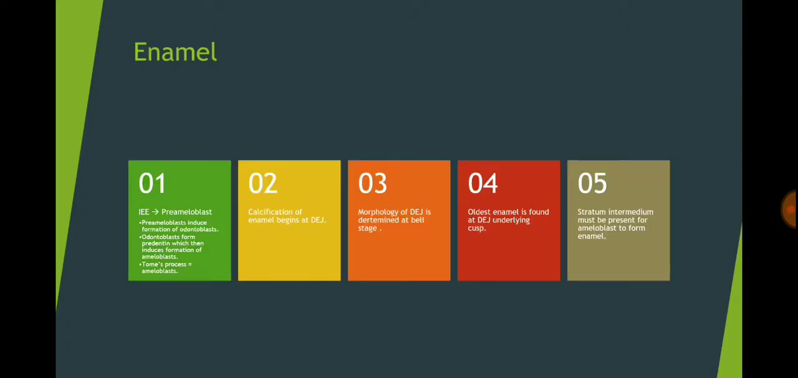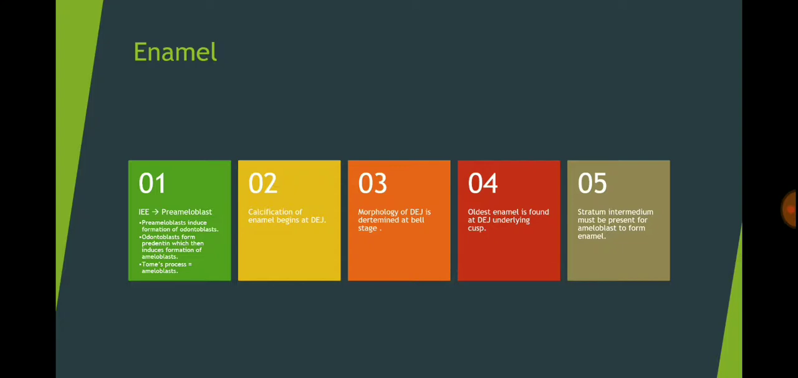Let's discuss enamel. So the IEE forms the pre-ameloblast, okay? Pre-ameloblasts induce the formation of odontoblasts. Isn't that wonderful? You say, what do pre-ameloblasts induce? They induce odontoblasts. Once you have odontoblasts, the odontoblasts are going to form predentin. And then the predentin is going to induce formation of ameloblasts.